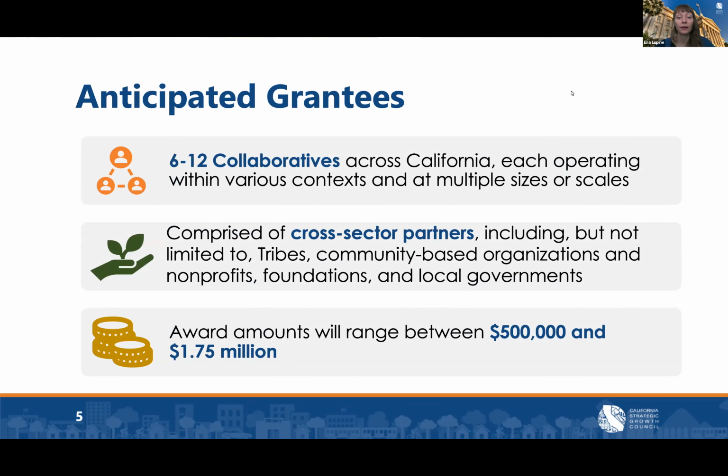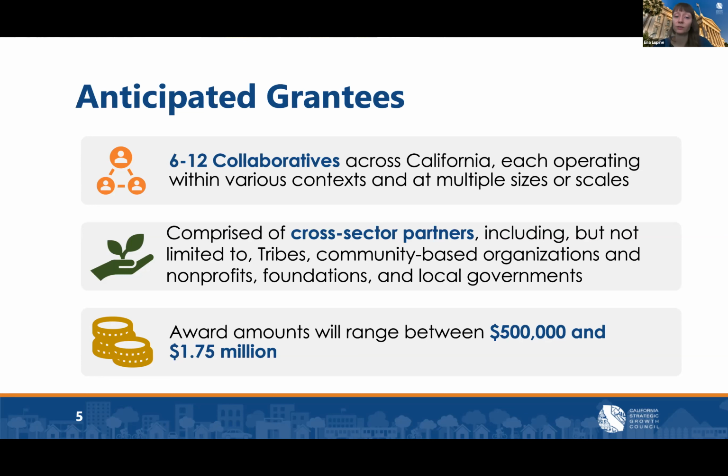And so we've released a notice of funding availability for $8.35 million for round 1 of the program. We anticipate funding probably around 6 to 12 collaboratives across the state, whose awards will range from $500,000 to $1.75 million. And we have a pretty broad eligibility for the program in terms of the partners that are able to come together and put together a regional climate collaborative.